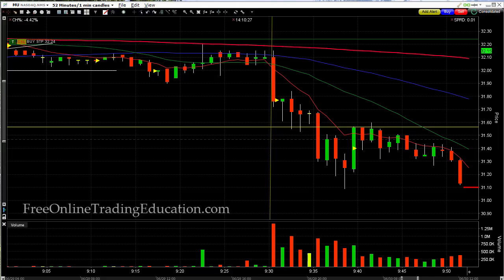Let's get right into one of our trades here. This was a trade on MU. Here it was in pre-market. It was up nice and big, but then as soon as the market opened, bam, it fell down. It was starting to do a bear pullback here.